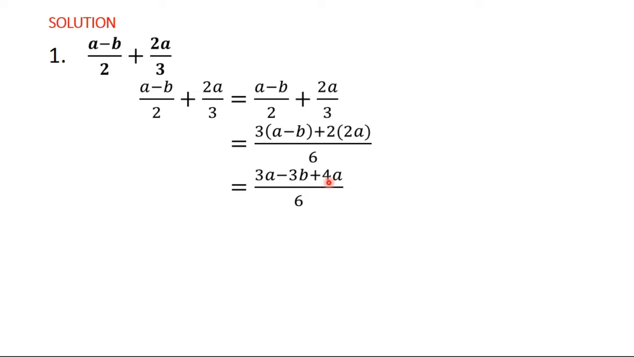You group like terms and you do the addition. So 3a plus 4a minus 3b, since 3a and 4a are like terms, all over 6. You know that 3a plus 4a will give us 7a minus 3b all over 6. So since this is the simplest form, we end here and this is our final answer.